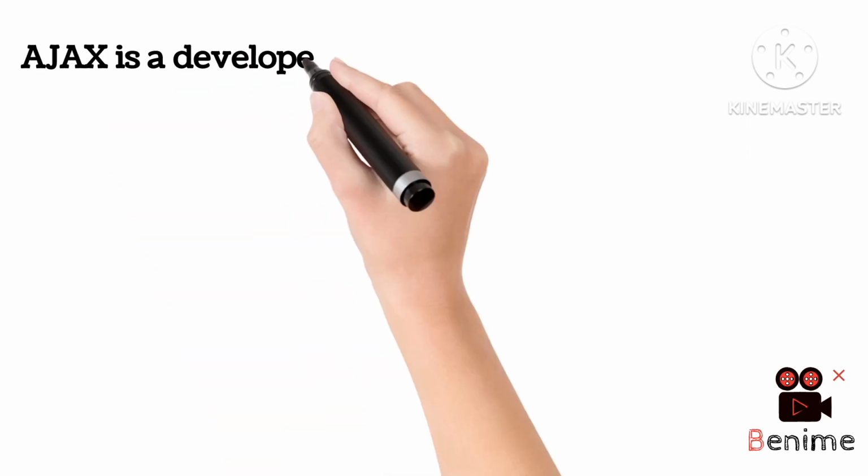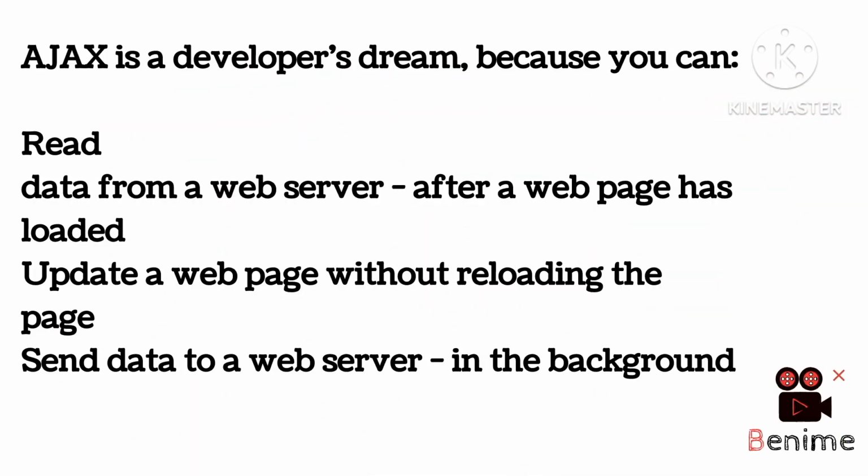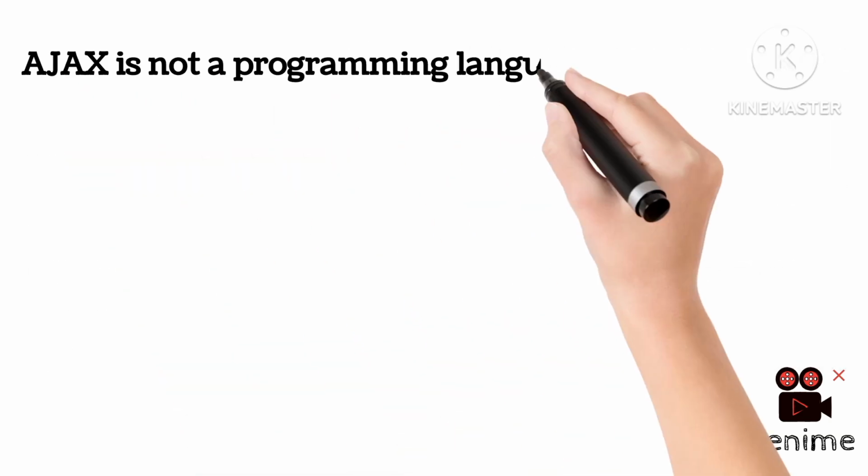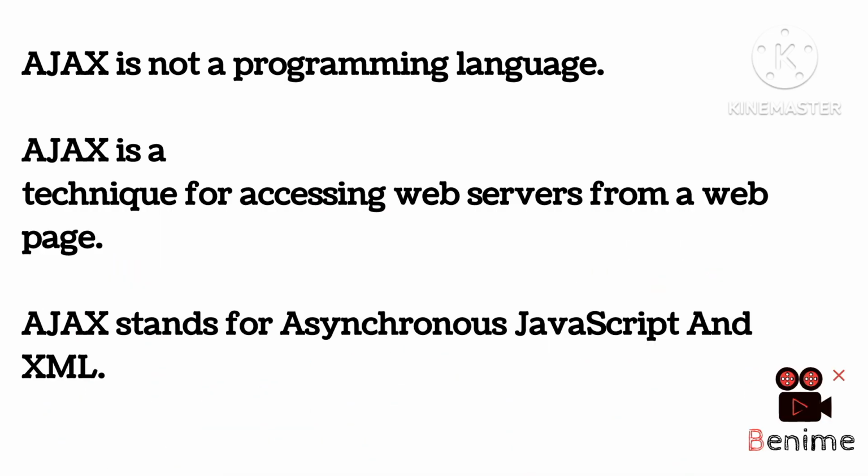Topic number 8, Ajax. Ajax is a developer's dream because you can read data from a web server after a web page is loaded, update a web page without reloading the page, and send data to a web server in the background. Ajax is not a programming language. Ajax is a technique for accessing web servers from a web page. Ajax stands for Asynchronous JavaScript and XML.